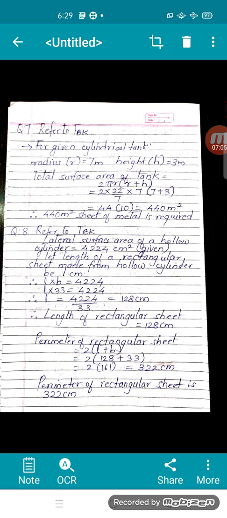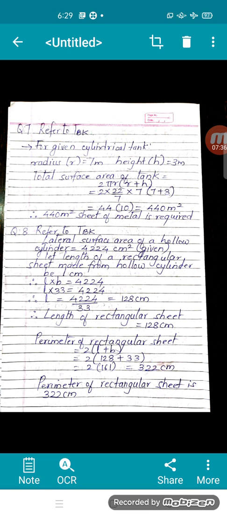Question number 7. Please refer to the textbook. A closed cylindrical tank of radius 7 meter and height 3 meter is made from a sheet of metal. How much sheet of metal is required? For the given cylindrical tank, R and H are given. So total surface area will be 2 pi R bracket R plus H, 2 into 22 upon 7 into 7 bracket 7 plus 3, 44 into 10 is equal to 440 meter square. So 440 meter square sheet of metal is required.